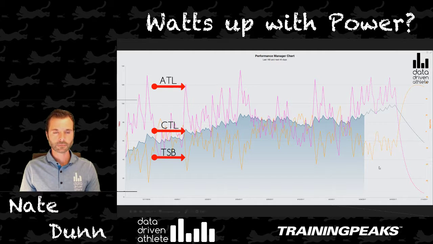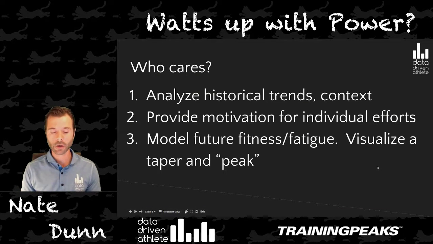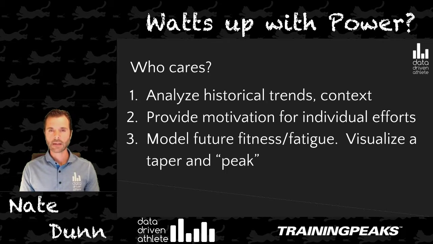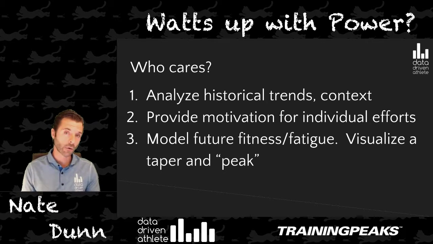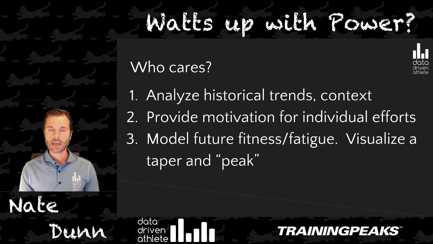So next slide, please. Who cares, right? It's a beautiful looking chart. It makes sense. It's fun to play with, but in a practical sense, what difference does it make to our training? The first thing is that it really gives us the ability to analyze historical trends and to give context to our best efforts. And I think that's probably one of the best values: to look back over previous training and see where our best efforts occurred, and what combination of CTL, ATL, and TSB contributed to that best effort. So it allows us to look at those historical trends.